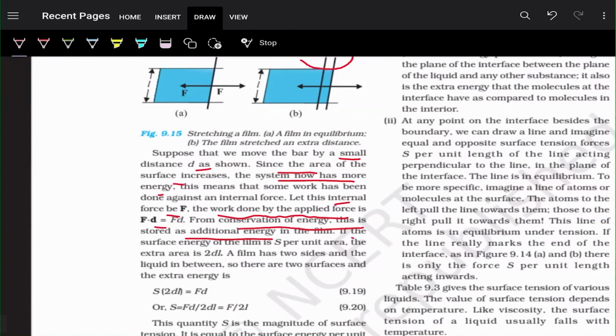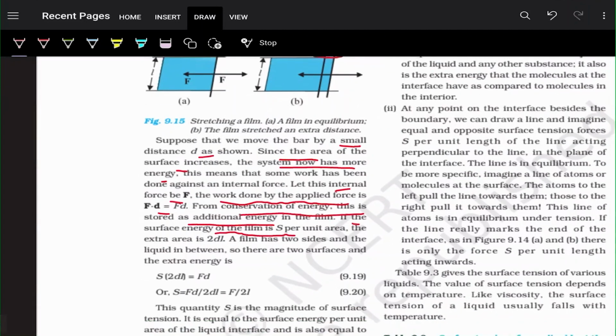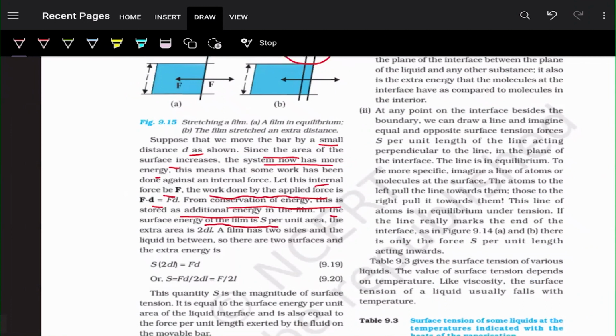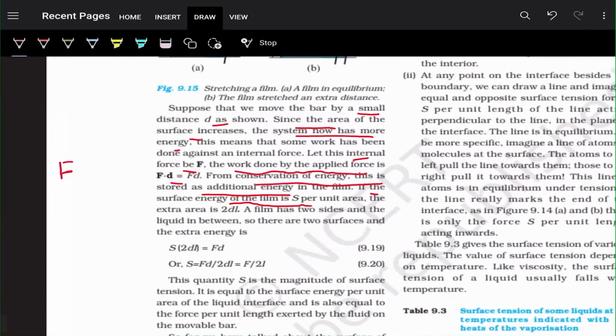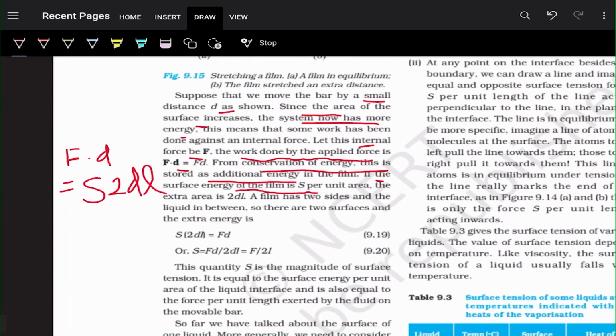If the surface energy of the film is S per unit area, the extra area is 2dl. Correct. That is d into l on one side, and there will be two sides. So 2 into d into l. A film has two sides and the liquid in between, so there are two surfaces. The work done by the internal force, F into d, will be equal to the stored surface energy, that is S into 2dl. So we can equate them: S is equal to Fd by 2dl, or F by 2l.